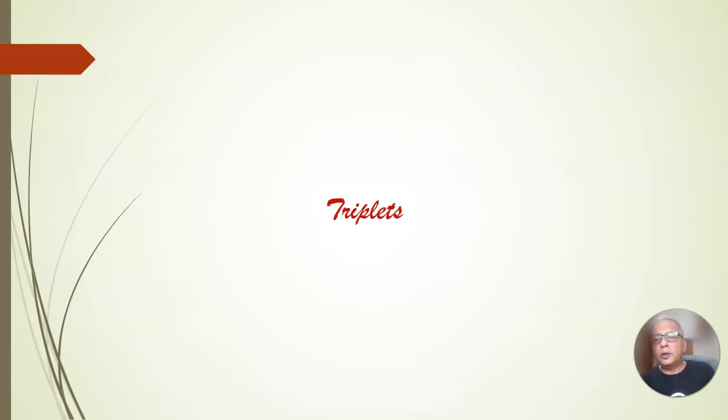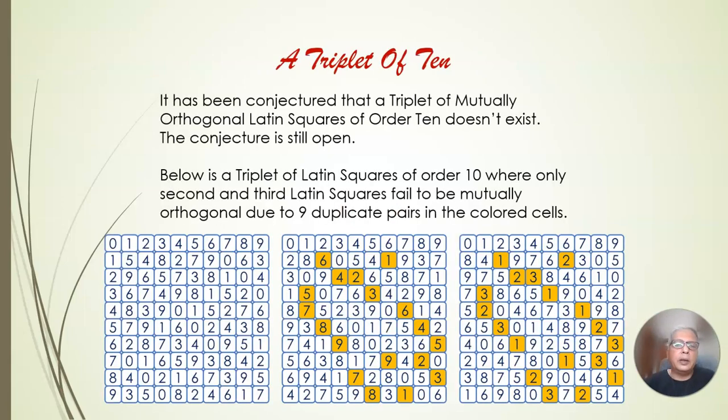Now, the complete set of order 10 doesn't exist. What about a triplet? Could we find three Latin squares of order 10 where any two are mutually orthogonal? The closest we could go is this example where all three are Latin squares of order 10. First and second are mutually orthogonal, first and third are mutually orthogonal, but second and third fail to be mutually orthogonal because there are some duplicates. You have 6-1 here, again 6-1 here. So there are 9 pairs which are duplicates. This is the furthest we could go.